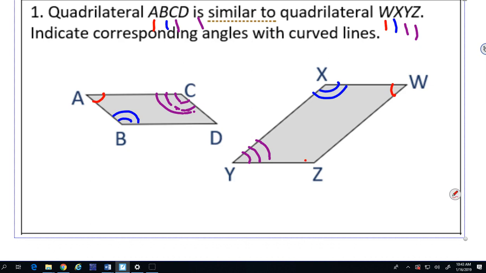So Z, 1, 2, 3, 4 would go with D. I recognize that it doesn't make sense with the shapes themselves because the angles look different, but we always are going to go by how our shapes are named, and if they're named that way, it should match up. Okay, so go by the name. There was a mistake in this picture. It should have been drawn differently, but you should go with how the letters are named.